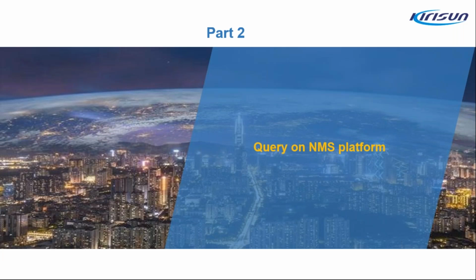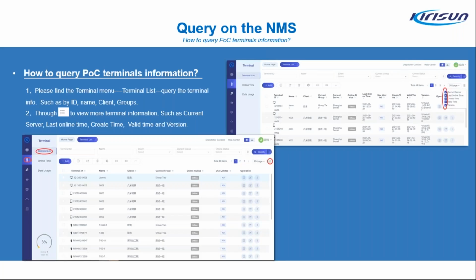Part 2. Query on NMS Platform. How to query the PLC terminal's information. First, please find the terminal menu, then terminal list. Query the terminal information such as by the ID, client, link, groups, and through that icon to view more terminal information, such as current server, last online time, creation time, valid time, and version.